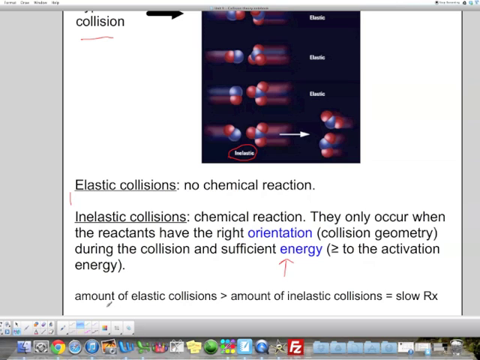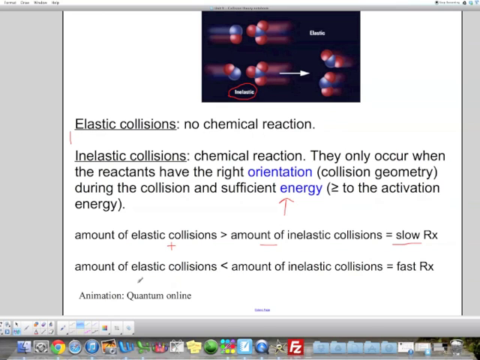So when we compare the amount of elastic collisions and inelastic collisions within a certain amount of time, if you have more elastic collisions, so I have more of these and less of these, I'm going to have a very slow reaction because most of these collisions are inefficient. Now, if I have the reverse, a very small amount of elastic collisions, but a larger amount of inelastic collisions, so efficient collisions, then I'm going to have a fast reaction because most of the collisions are being efficient and are yielding a transformation.